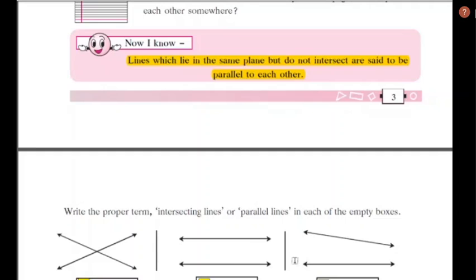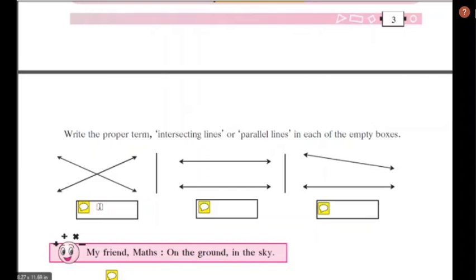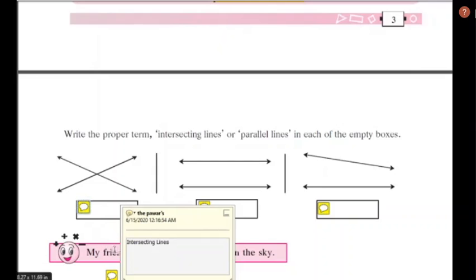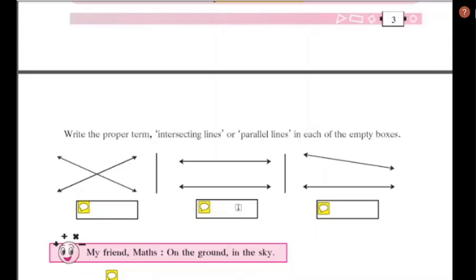Students, do this activity. This is a diagram. This diagram shows intersecting lines, this is parallel lines, and this is non-parallel lines.